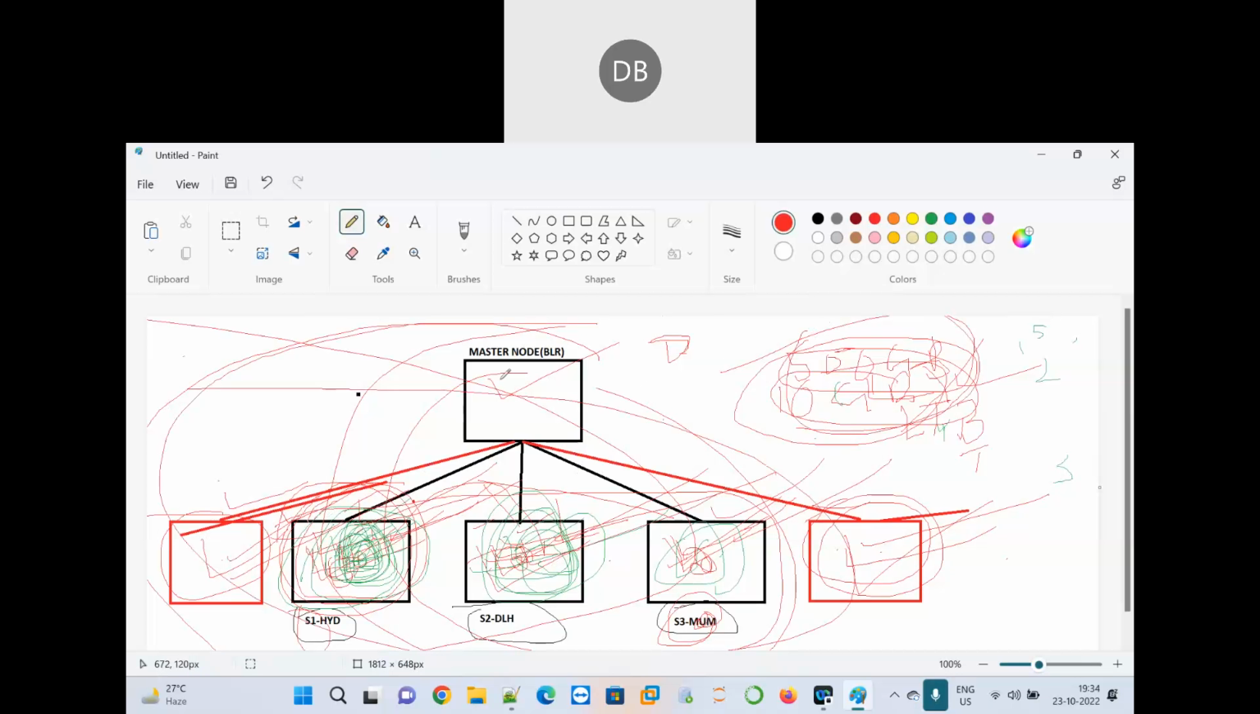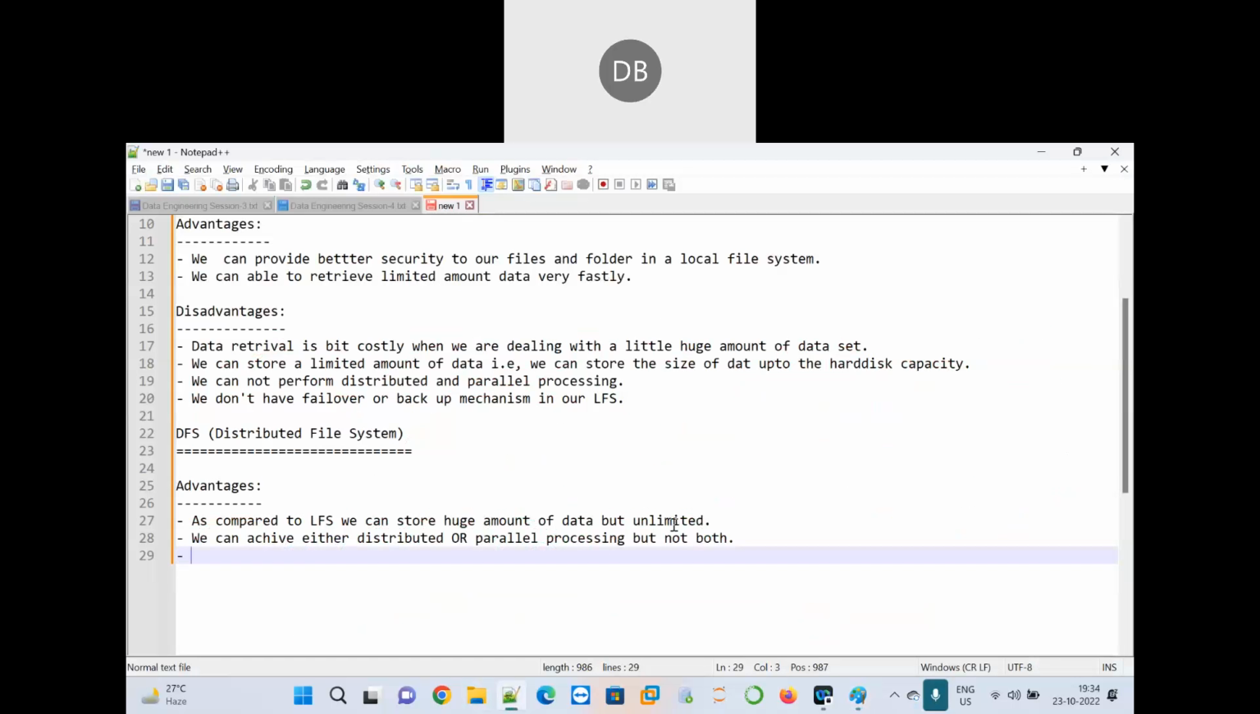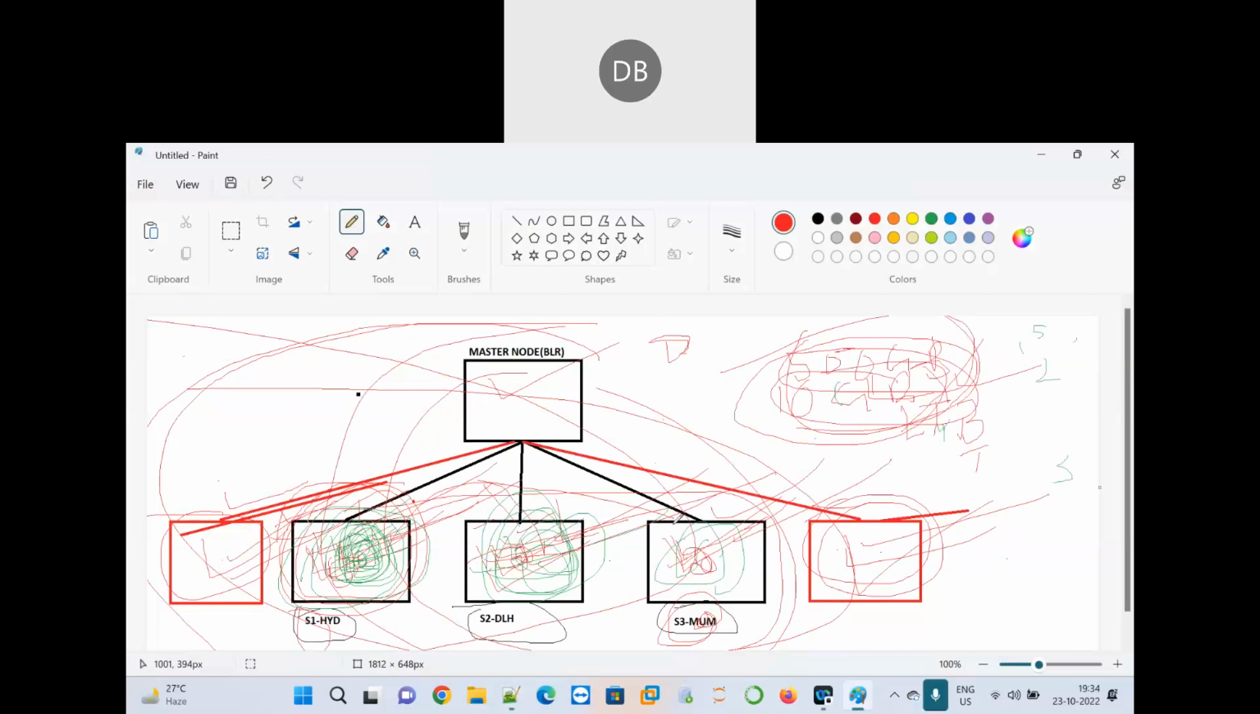Okay. Then the next is sharing mechanism is explicit in a distributed file system. Sharing mechanism is explicit. What do you mean by this? Let's say, I am trying to explain this stuff to you in a different way.